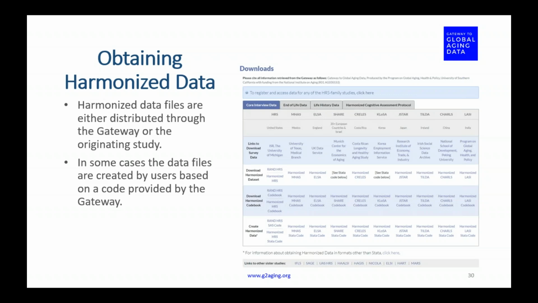And you can see in the case of particularly SHARE and CLOSA that you need to refer to that Stata code to create the harmonized data sets. So in the case of SHARE and CLOSA, you do have to have access to a version of Stata to be able to run this harmonized creation code once.